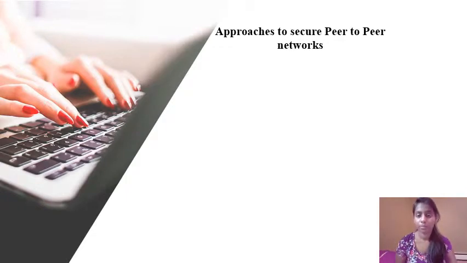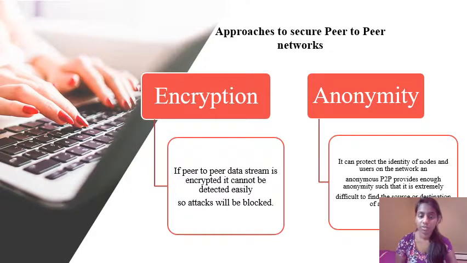There are several approaches to secure peer-to-peer networks. One such approach is encryption. If peer-to-peer data is encrypted, it cannot be detected easily, so attacks will be blocked. Anonymity can protect the identity of nodes and users on the network. Anonymous P2P provides enough anonymity such that it is extremely difficult to find the source or destination of a data stream.